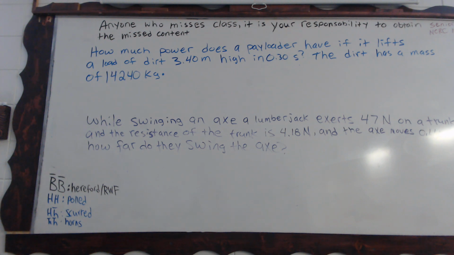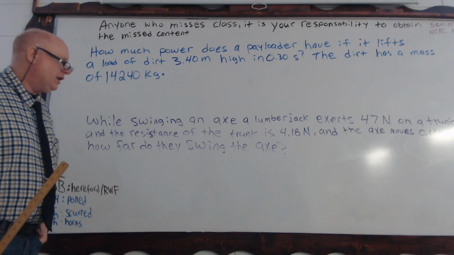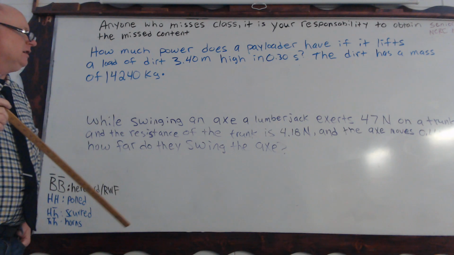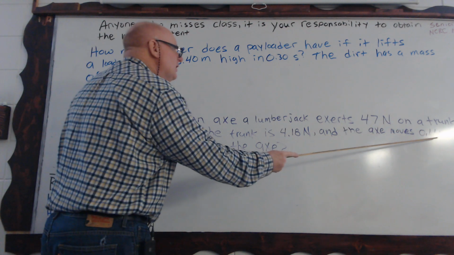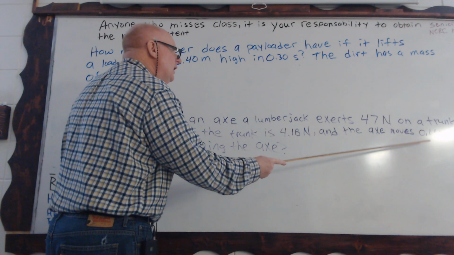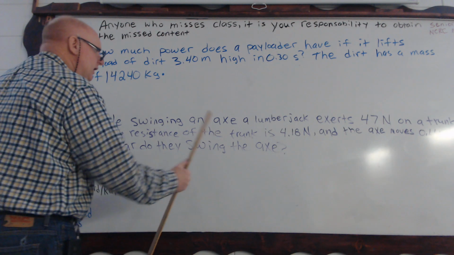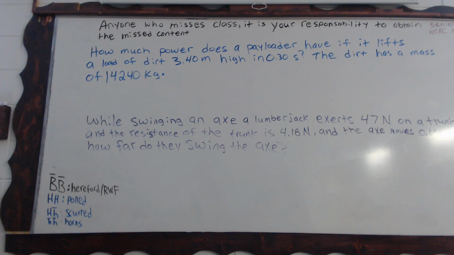But regardless, while swinging this axe, a lumberjack exerts 48 newtons on a trunk, and the resistance of the trunk is maybe 4.18 meters, and the axe moves 0.11 meters. It should say from the resistance. That's something that I didn't quite get into there. We'll make sense of that. So how far did they swing the axe? This is a new problem.